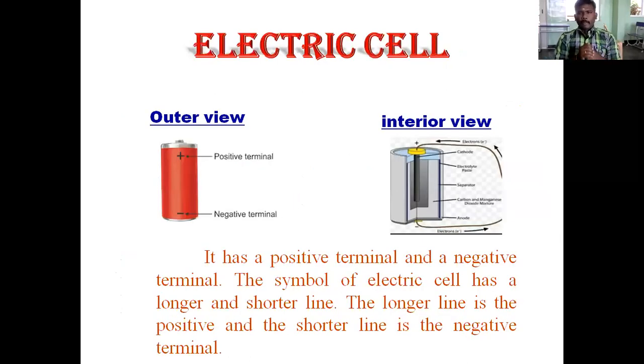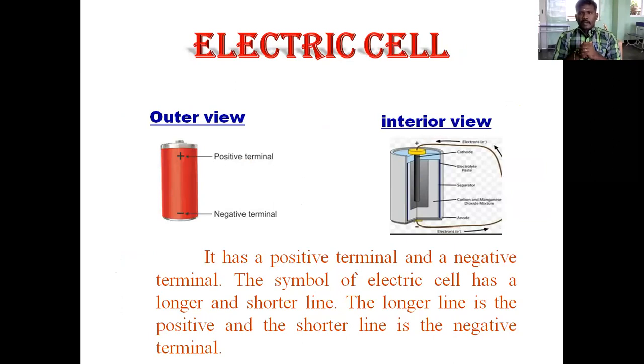Next one, electric cell. The electric cell plays a main role in electricity. Without electricity, without the current, if you want to operate any device, like a torch light or any other device, we need a power supply. That power supply is provided by the electric cell. So this is the outer and interior view of the cell.